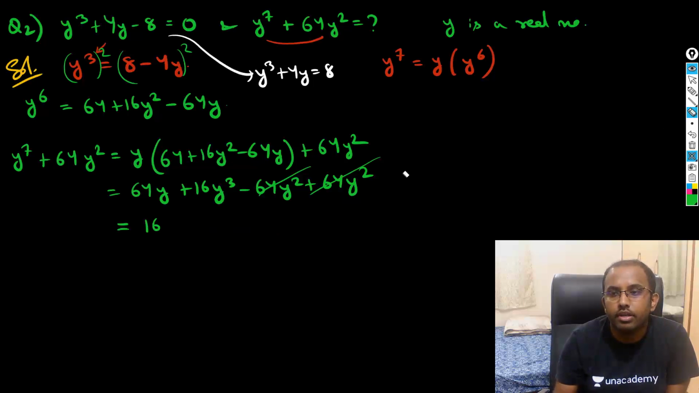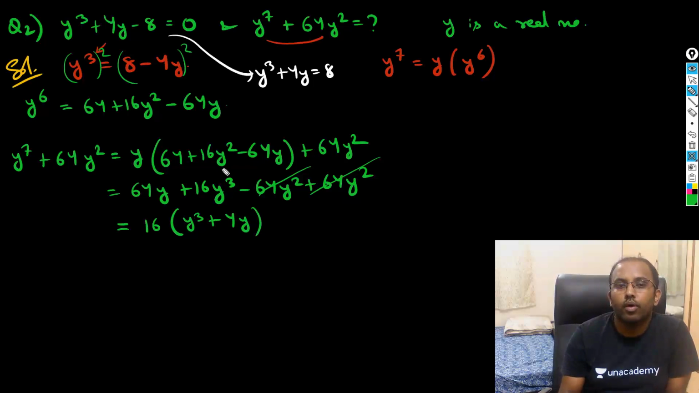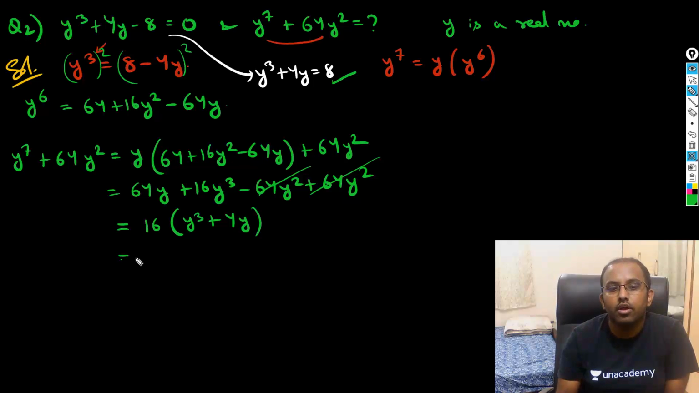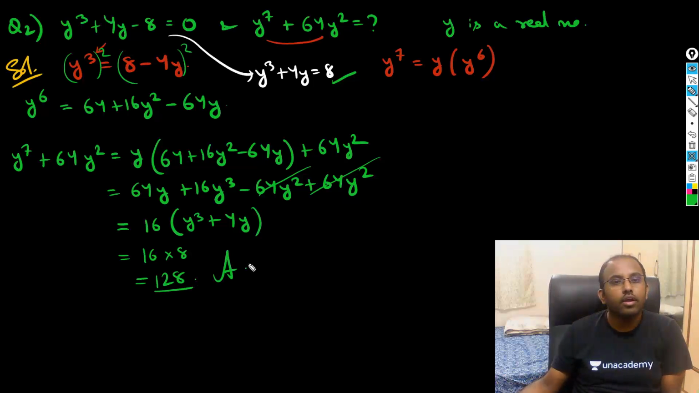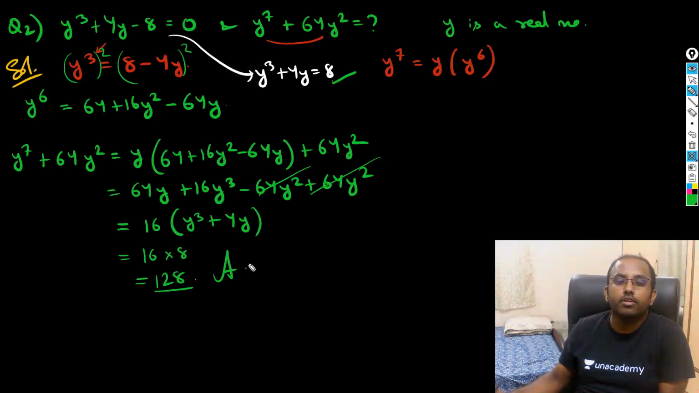Once I take 16 common here, what I'm getting is y cube plus 4y, and y cube plus 4y is equal to 8. I can substitute here. So 16 into 8, 128 is the answer for this question. Again, a very nice question: how to reduce the higher power. I can just manipulate between algebra and we can solve such questions. Fine.